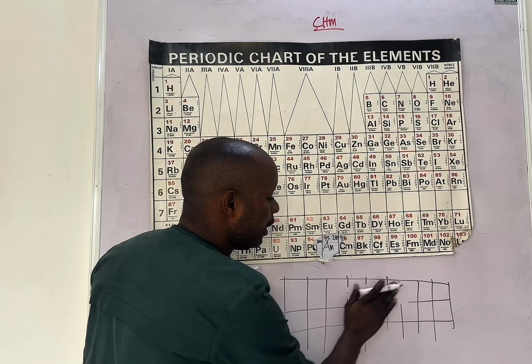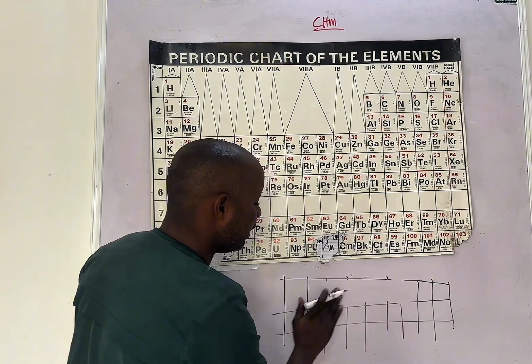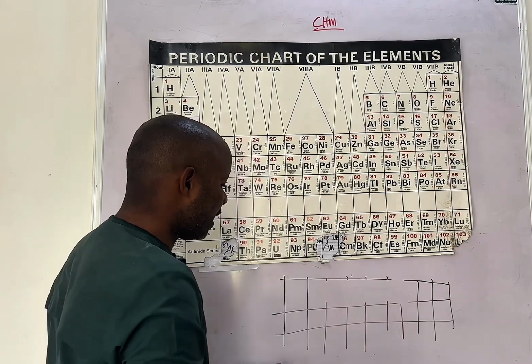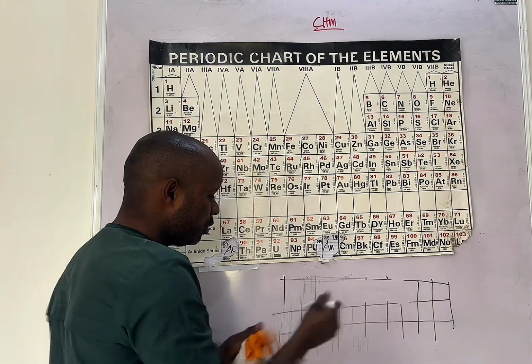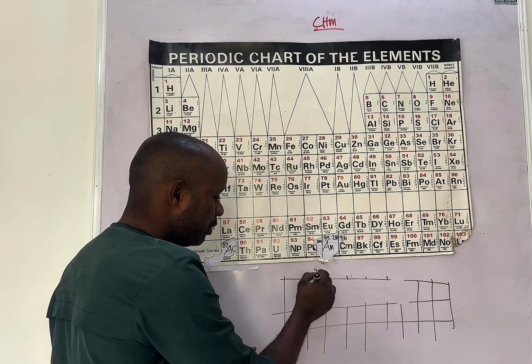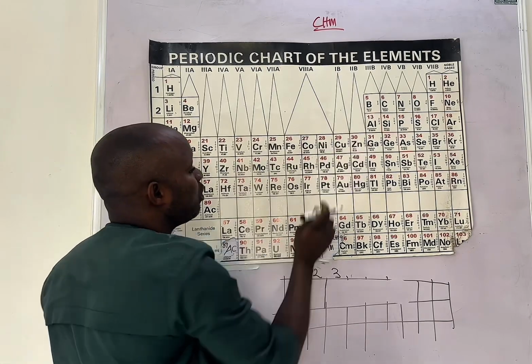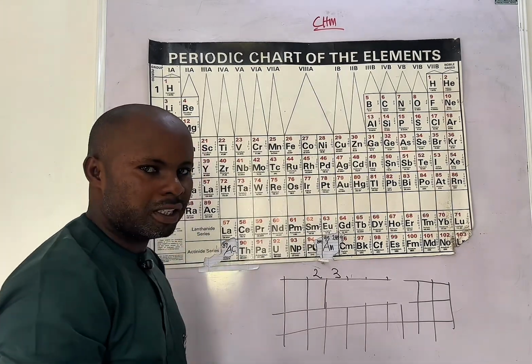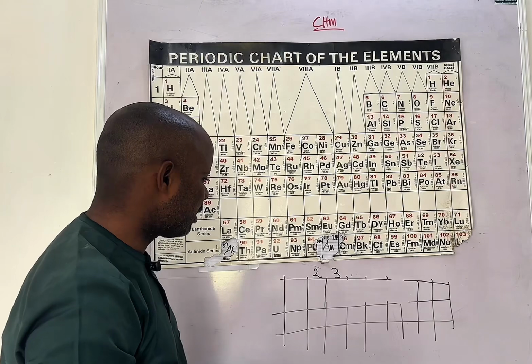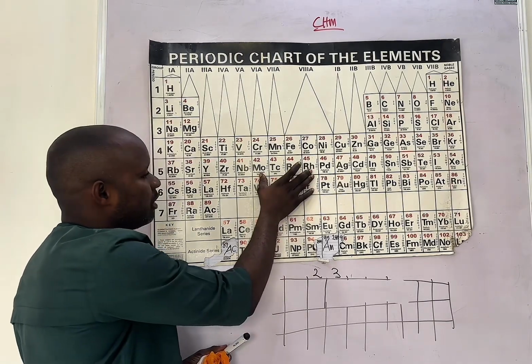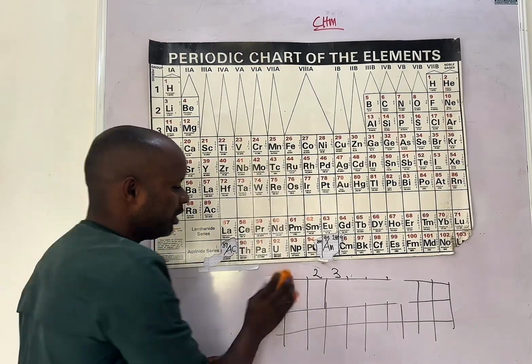But in today's topic, we are going to go more elaborate. There's a group known as the transition metals that is introduced between group 2 and group 3, which is this group we are talking about. We are going to use the same methodology we were taught in SS1, but in this aspect, we will introduce a family known as transition metals in this periodic table.